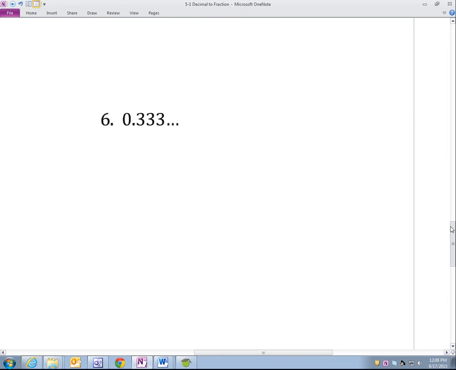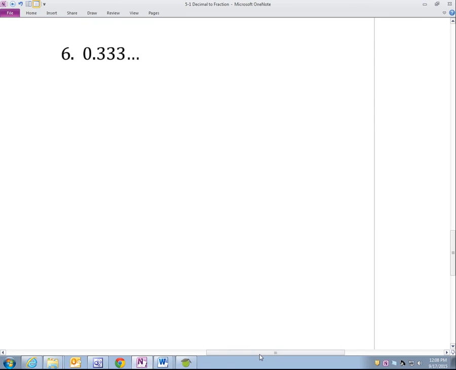I'm going to go around this way because it's navigating that way. Number 6 is 1/3. So let's not shout out answers, please.